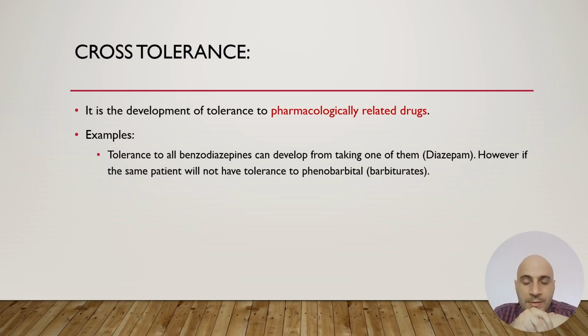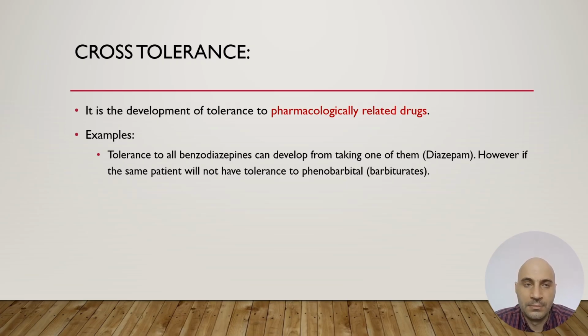Cross tolerance is the tolerance of a drug because of usage of another drug. The two drugs have to be in the same class, in the same group of drugs. They have to be chemically related and working on the same receptors, in the same way of work. An important example is benzodiazepines.